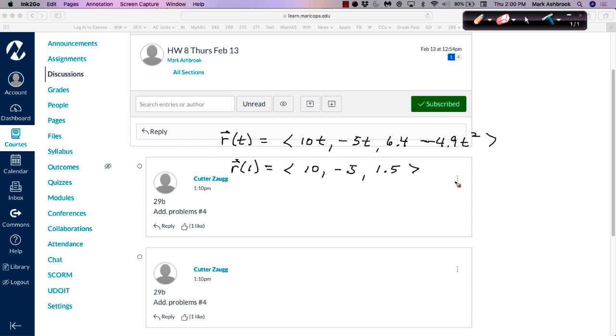So for any given time, you can plug it in. It'll tell you the position of this object, right? That's the idea of a function. Time varies, and as time varies, the position varies. And this formula tells us what the position is at any given time.